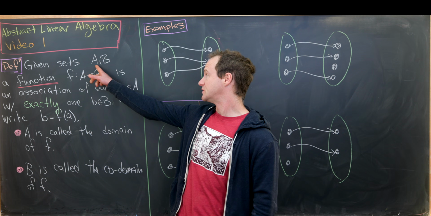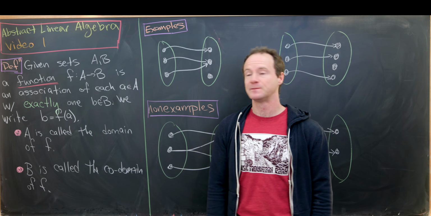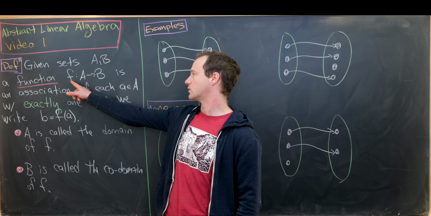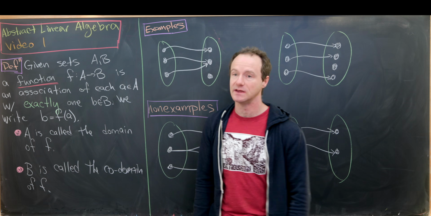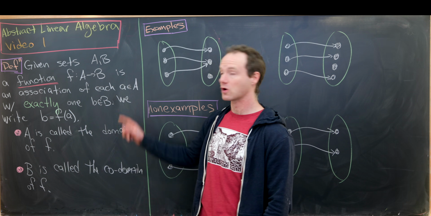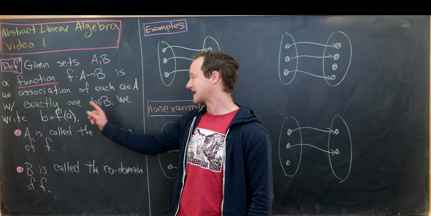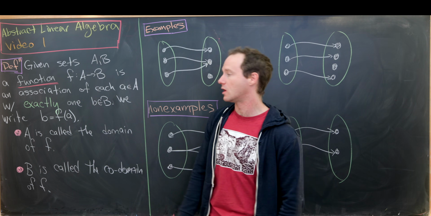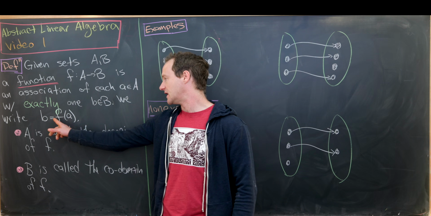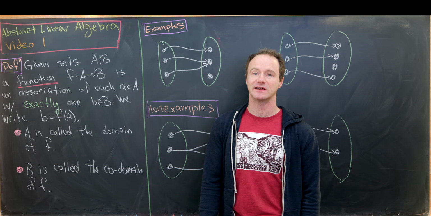So let's say we have two sets A and B. A function from A to B, which we'll write like this, f colon A to B, is an association of each element from A, I'll call that little a, with exactly one element from B, I'll call that little b. And the standard notation is that little b equals f evaluated at little a.